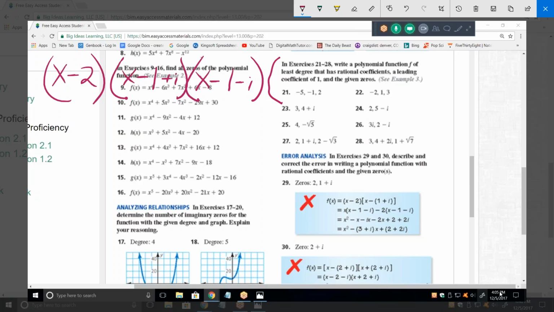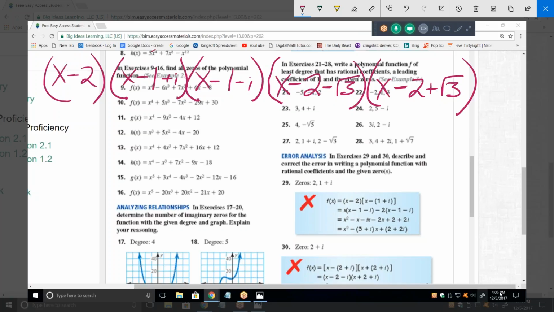Same thing with the irrational number. So then x minus 2 minus square root of 3, and then x minus 2 plus square root of 3. Good.